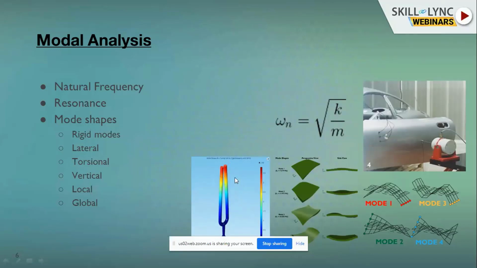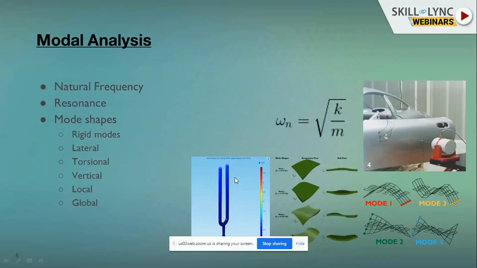Coming to resonance: whenever any body is subjected to a forcing frequency, and the body has a certain set of natural frequencies associated with it, and the forcing frequency overlaps or matches the fundamental frequency of the body, then the amplitude which is generated will be quite high. That phenomenon we call resonance.